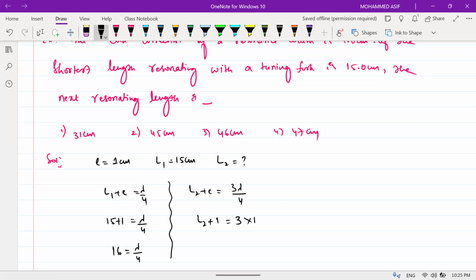Lambda by 4 is how much? 16. Okay. So L2 plus 1 is equal to 16 threes, how much? 48. So L2 will be equal to 48 minus 1. That will be equal to 47 centimeters. The fourth option will be the answer.